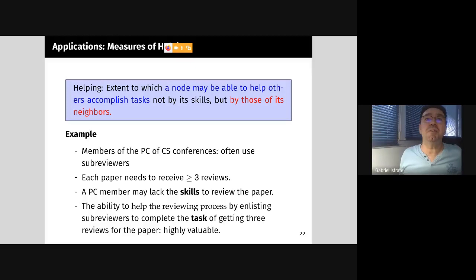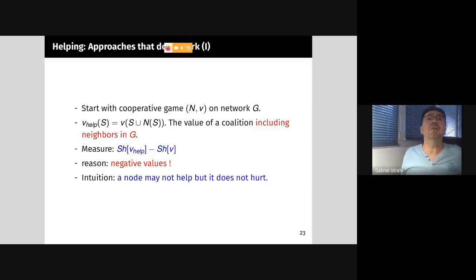So this is the kind of phenomenon that I want to measure. I want to put a numerical value. I have a network of people, and they have some skills and tasks, and they're able to get their friends, the neighbors in the network, to help them complete the tasks. How central are they, with respect to how good are their neighbors? And it's actually not very easy to do.